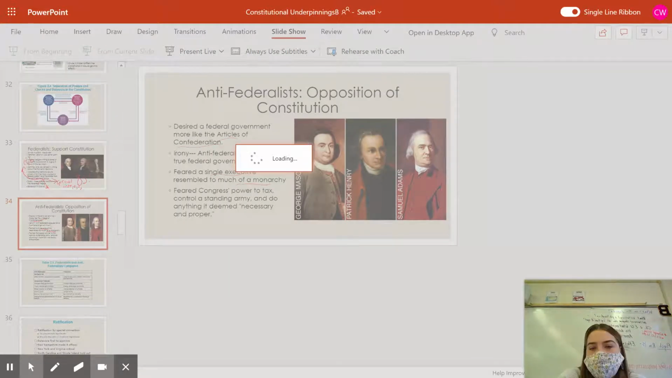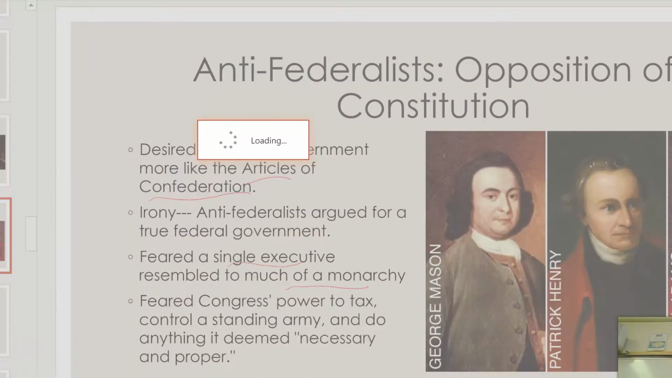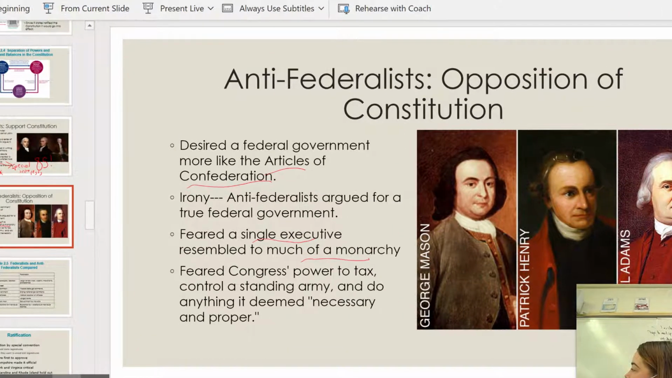So, the Anti-Federalists, we know who they are, right? These are the guys who oppose the Constitution. Can you guys read that a little bit, even though it's wacky? These are the Anti-Federalists. We have George Mason, Patrick Henry, and Samuel Adams.